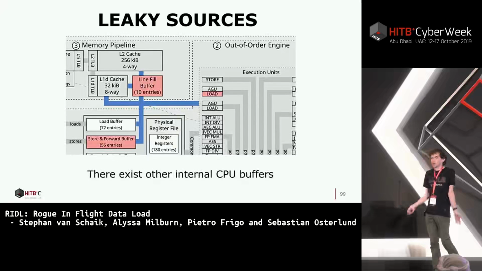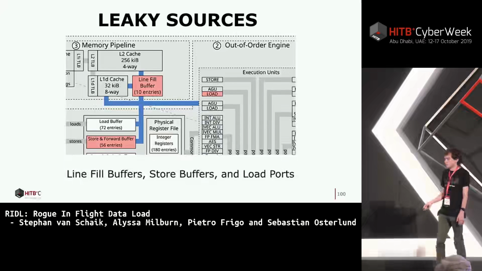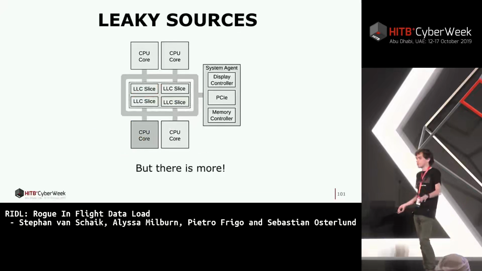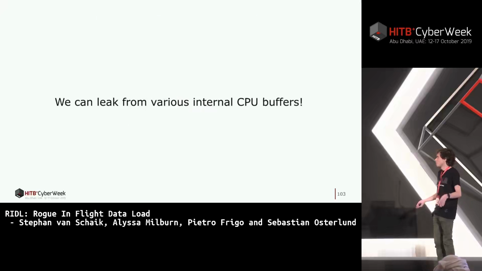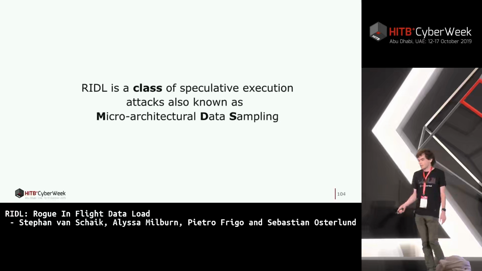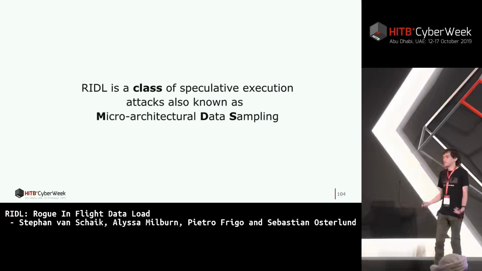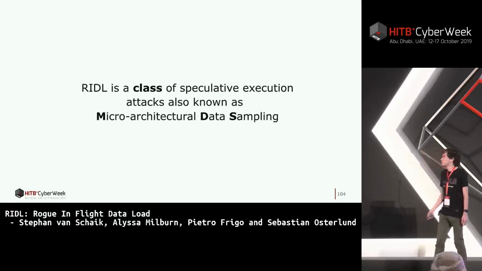So where else can we leak from? It turns out there are other internal CPU buffers. The parts we highlight here are the line fill buffers, the store buffers, and the load ports. And there's also more, such as uncached memory. Basically, what we found is that RIDL actually leaks from various internal CPU buffers. So this shows that RIDL is really a class of speculative execution attacks, which Intel has named microarchitectural data sampling, also known as MDS. That's why you usually see both RIDL and MDS mentioned in the news articles.